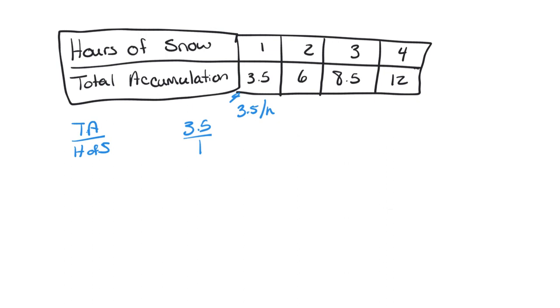Now on to the second one. So 6 accumulation in 2 hours. Well, 2 goes into 6 3 times, so that is an accumulation rate of 3 an hour. Okay, moving on to the next one. Well, at this point already, I can tell it is not proportional.